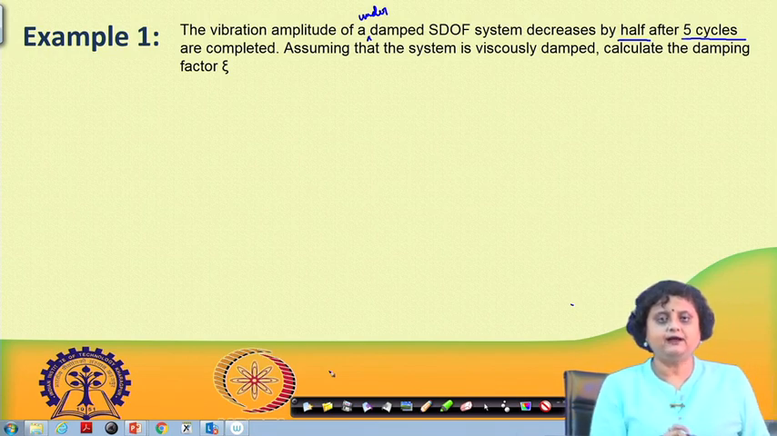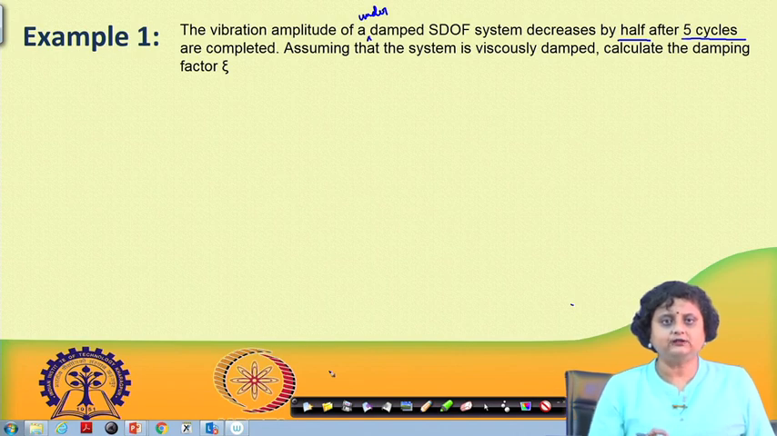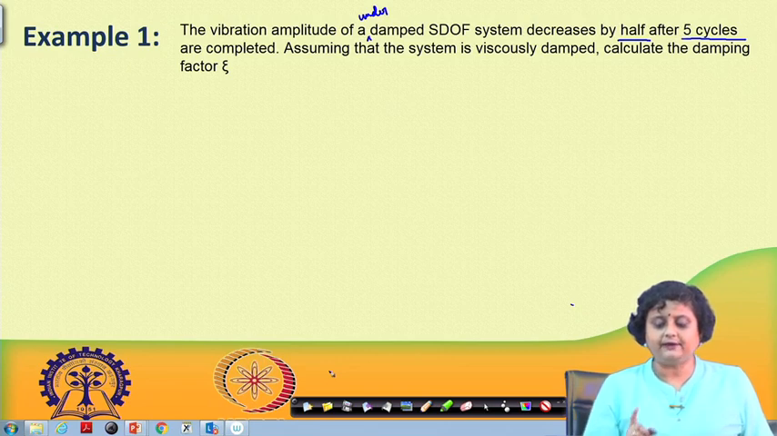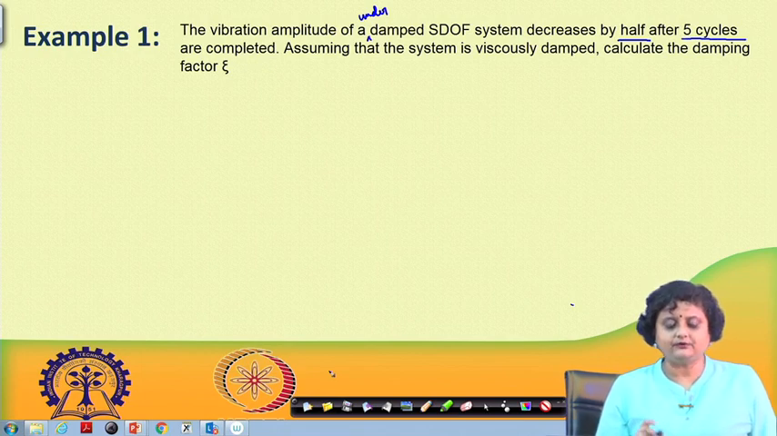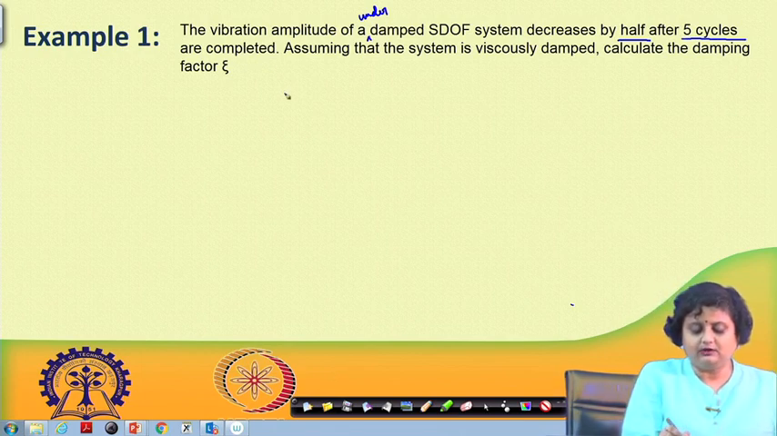In the previous theory on logarithmic decrement, we had measured the amplitude just after 1 cycle, but here the problem states that the amplitudes are measured after 5 cycles, and after 5 cycles it is seen that the amplitude decreases by 50%, or the amplitude becomes half. So, let me try to solve this problem.